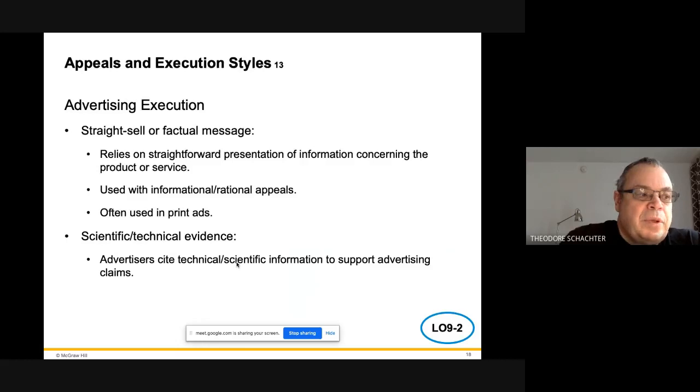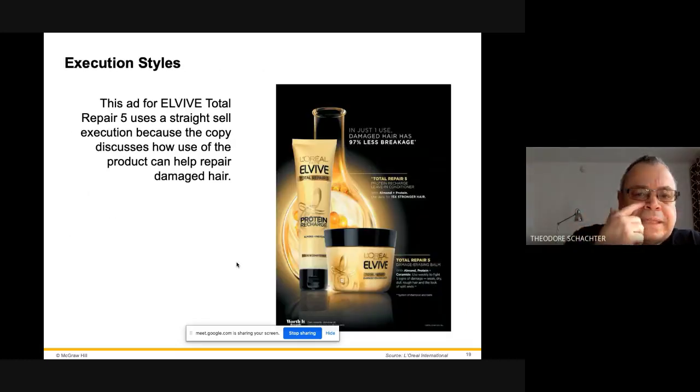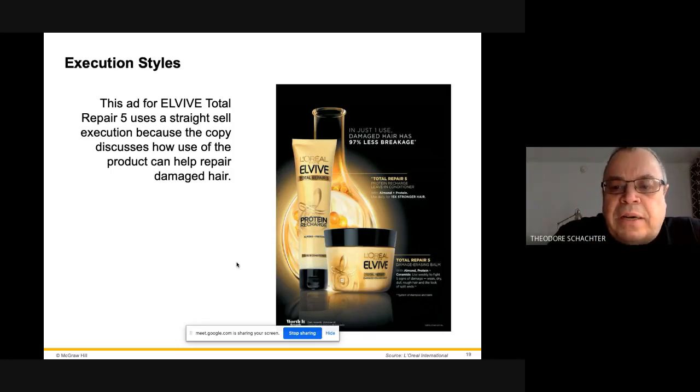So if you see an example of a commercial or an advertising execution, which you will on quizzes, you have to know the difference between straight sell or factual message versus scientific or technical evidence. So, for example, over here, you see 97% less breakage, total repair. All this is scientific.